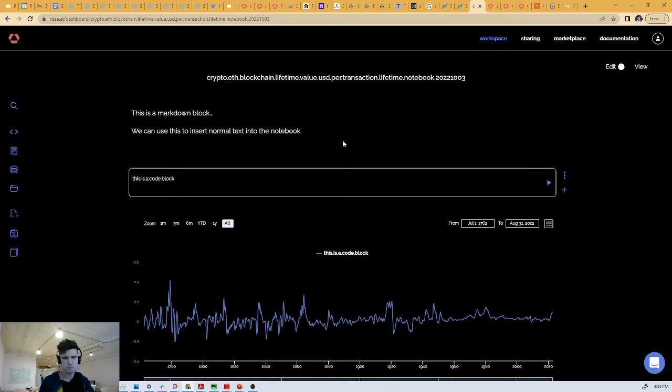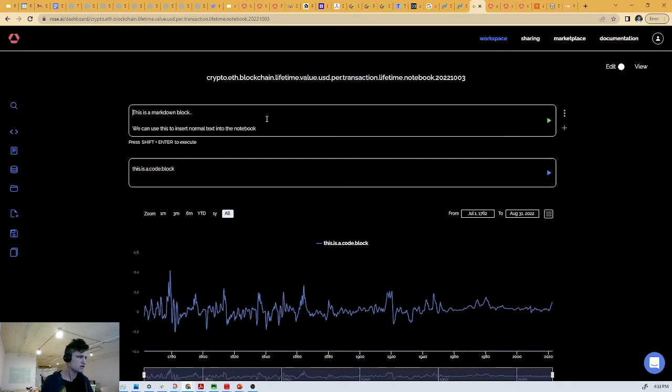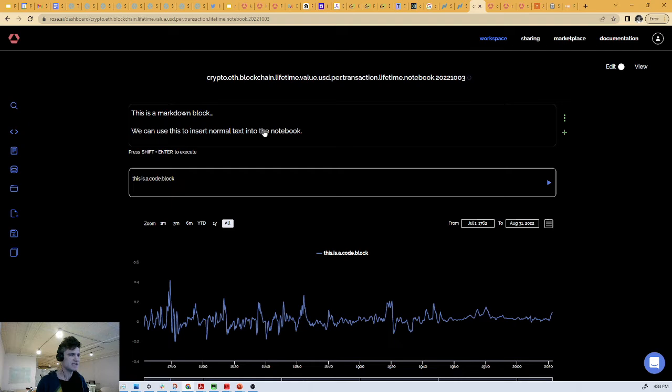Okay, and let's walk through this notebook a little bit as a start. This first cell, we call this a block, is a markdown block. This is where you insert text or formatting images, all kinds of stuff in here. Markdown's kind of a technical term. Think of this as text.